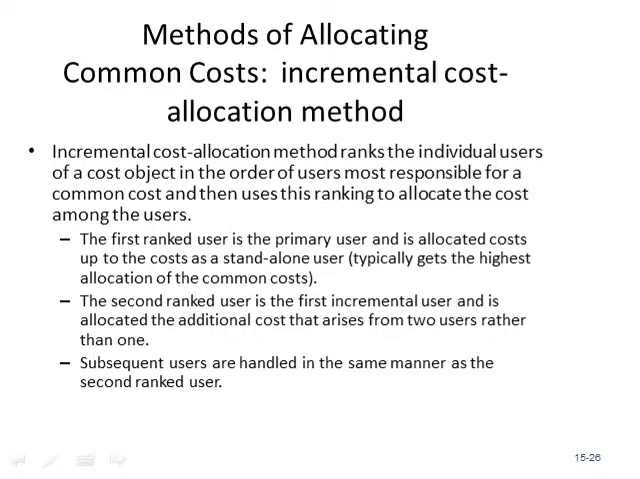The second ranked user is the first incremental user and is allocated the additional cost that arises from two users rather than one. Subsequent users are handled in the same manner as the second ranked user.